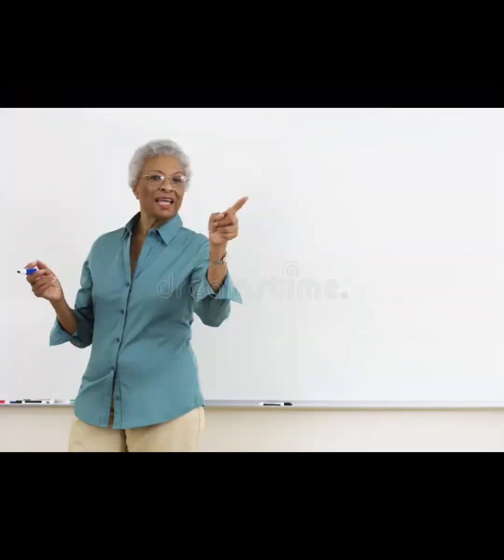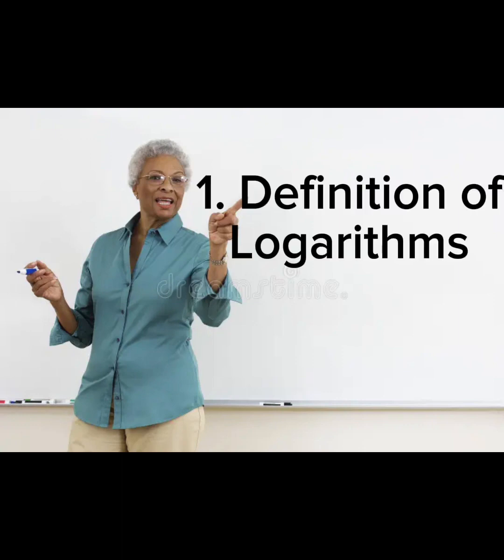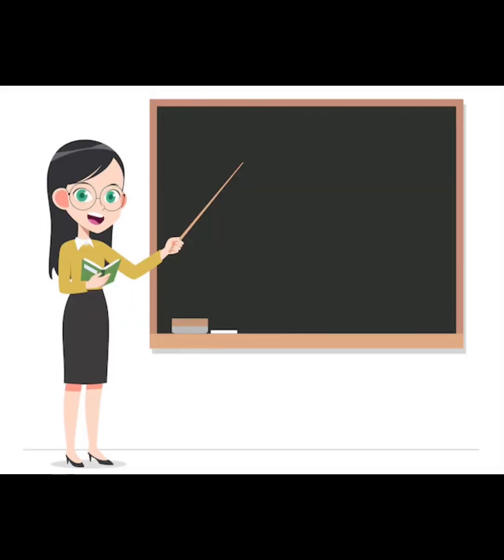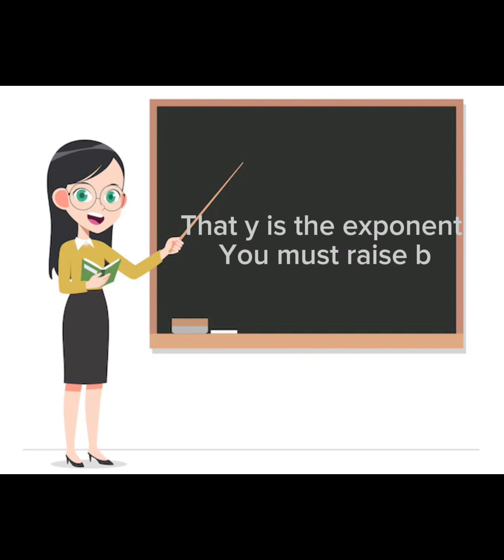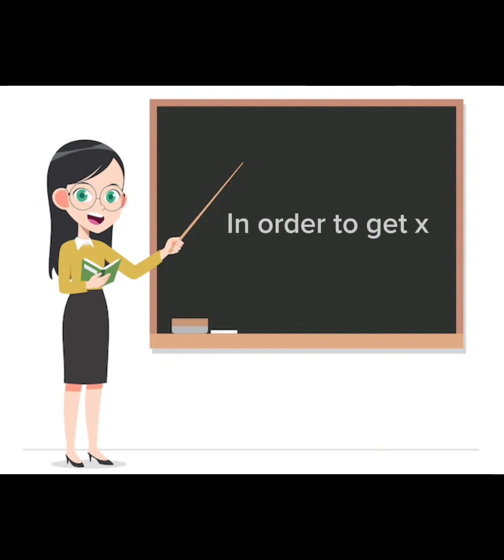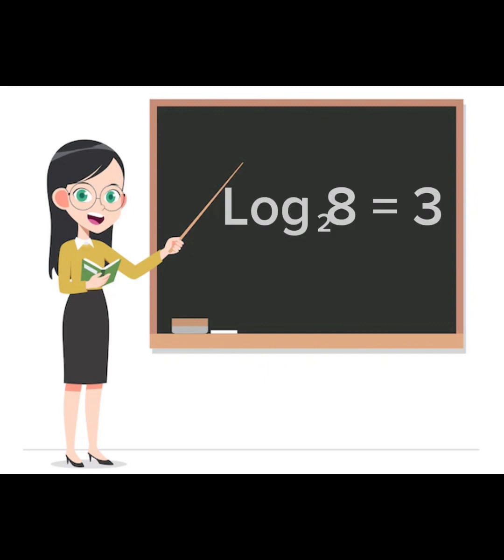There are several properties of logarithms which we will describe right now. The first one, definition of a logarithm. The logarithm of a number with a base is written as. This means that it is the power or exponent you must raise the base to in order to get the number, for example.